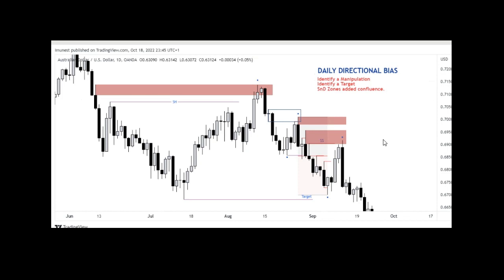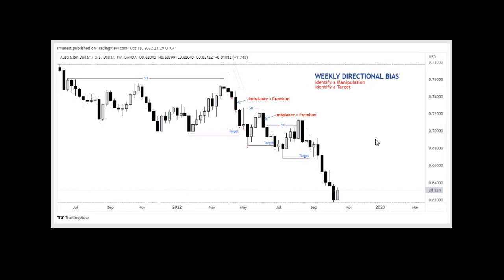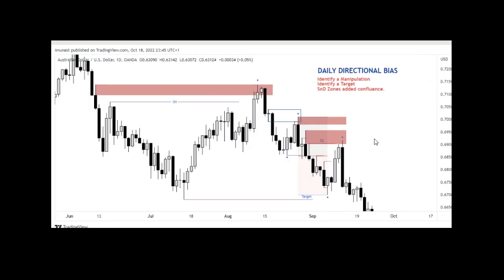Now, this is the daily time frame. Whatever is applied to the weekly time frame can also be applied to the daily time frame. You can see once again we have manipulation and we have a potential target, and we are combining the supply and demand zones as added confluence. This is a zone that has not been mitigated. So price mitigated this zone and closed and took out this short-term low.